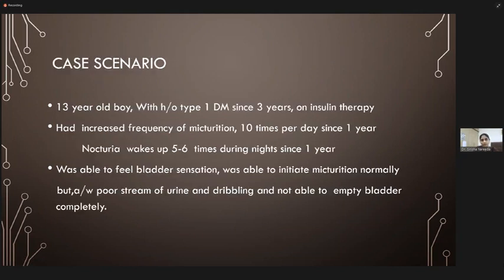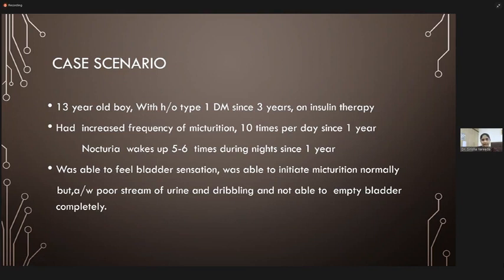So I will just go through one case scenario about a 13-year-old boy. He had diabetes of 3-year duration and was on insulin therapy. He came with a 1-year history of polyuria and nocturia. He had to wake up multiple times, and there was some neurogenic bladder. That is, he was able to feel the bladder sensation and could void normally, but it was associated with poor stream and dribbling, and he was not able to empty the bladder completely. There was residual urine.